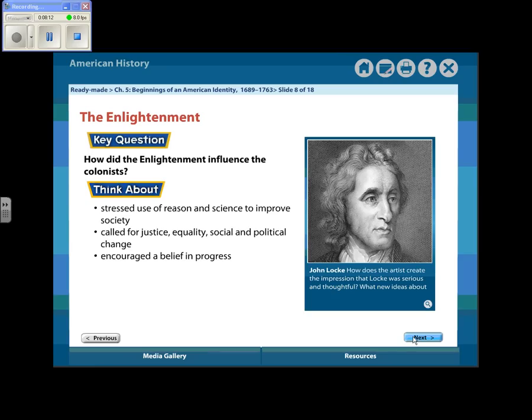So he started some of the very first public libraries, the very first fire departments. He invented things that would improve society. He did experiments. He found out that lightning was electricity. And so he made lightning rods on people's homes so that their houses wouldn't burn down. The electric charge would be taken into the ground instead of into the home. So he did things in order to improve society based on science and reason. It also encouraged the belief in progress.